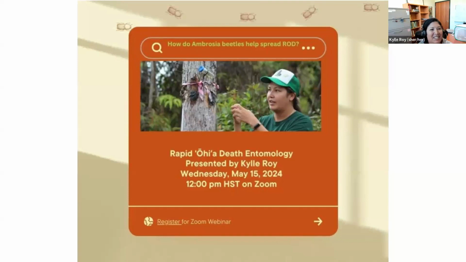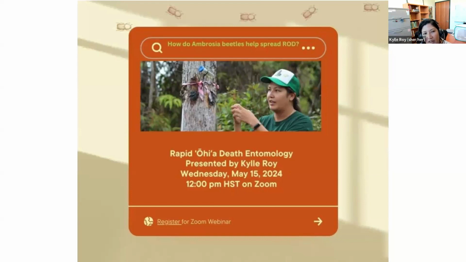My first image, I brought up this cute little thing that I think Charlotte made from the ROD team, because I really like the cute little beetle graphics. But I'm going to be talking today about rapid ʻŌhiʻa death entomology, which is kind of a big, broad topic.